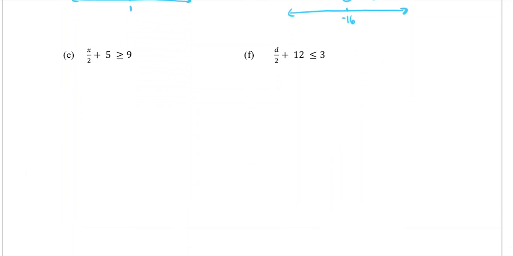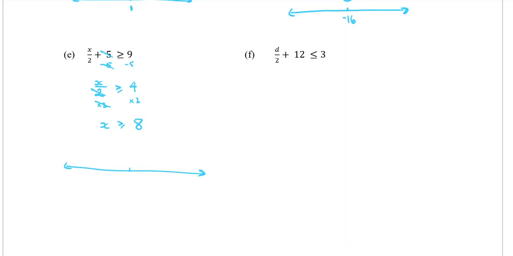Part E. Again, we're going to have to do the 5 on the side here first. We're going to minus 5. X over 2 is greater than or equal to 9 take away 5 is 4. Then we times by 2. Okay, so x is greater than or equal to 4 times 2 is 8. So we draw a number line. 8 is in the middle. Because we have the equal to sign on it this time, we colour in our dot for the first time, and greater than is pointing to the right.